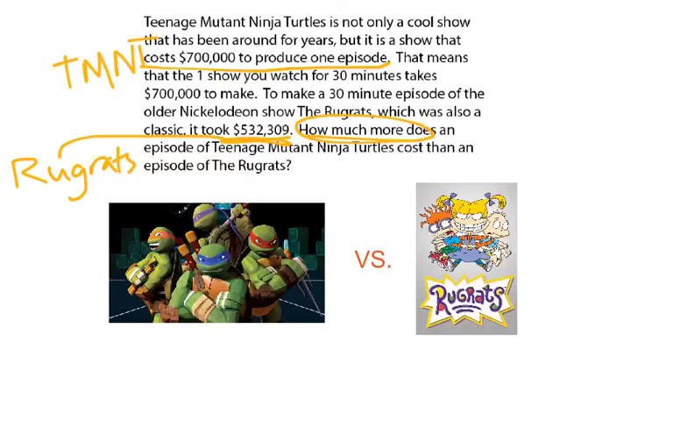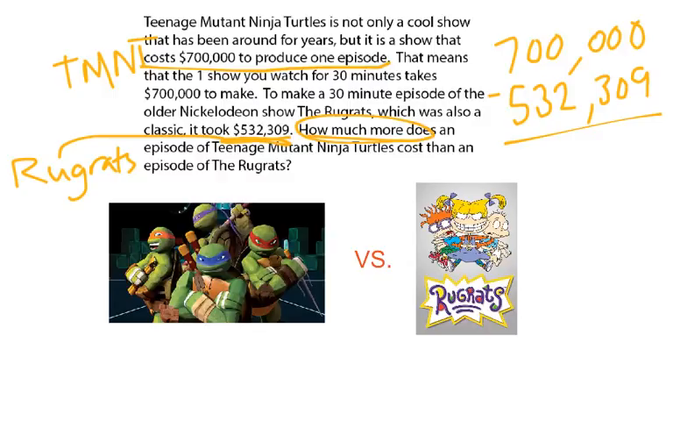I know I have 700,000 and I know I have 532,309. I want to put the larger number on first because that's the one that has more. So I'm going to be subtracting 700,000 and 532,309. Now that my numbers are stacked up, I'm ready to go ahead and start subtracting. Oh man, I bet you guys can guess. I'm in this predicament that I've been in 3 times now.